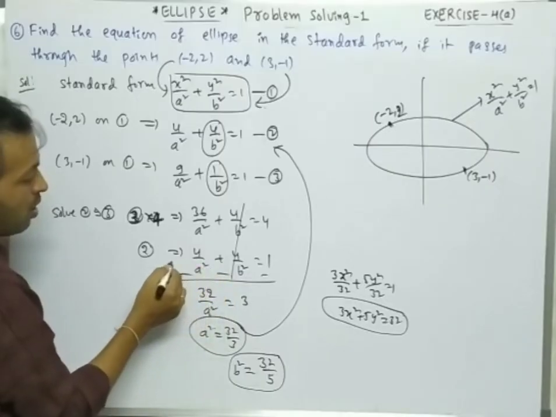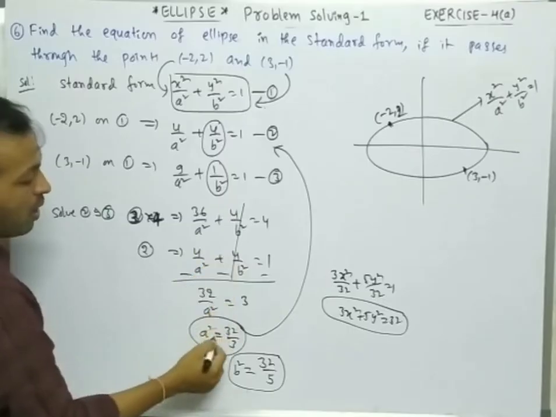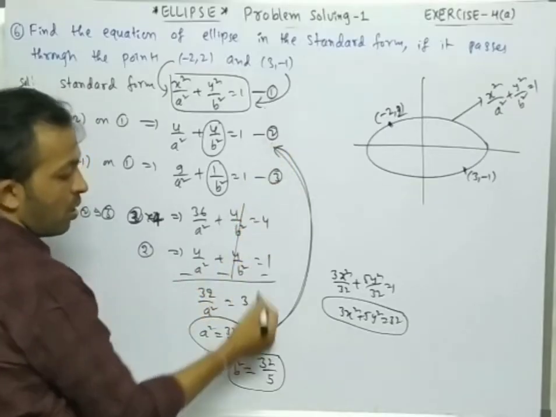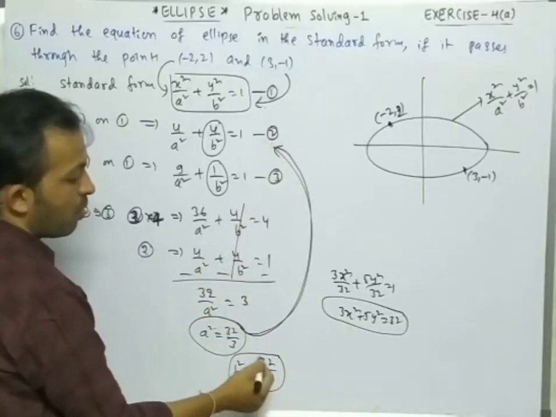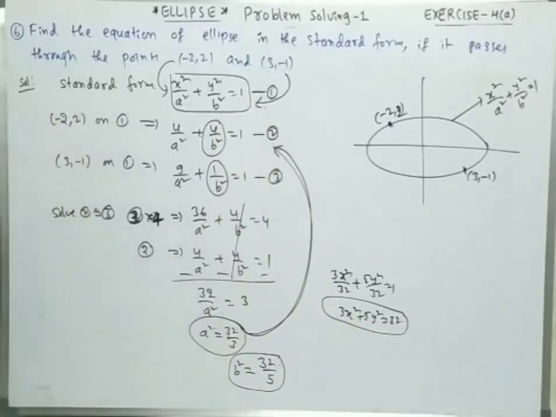Subtract 2 from this equation. Now you will get 32 by a square is equal to 3. So a square is equal to 32 by 3. Substitute this in 2 or 3, you will get b square is equal to 32 by 5. Substitute a square and b square in the standard form, you will get 3x square plus 5y square is equal to 32.